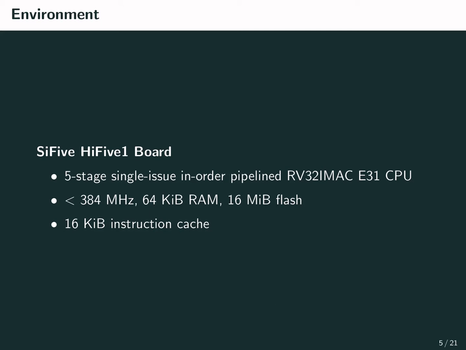The CPU implements the RV32 IMAC instruction set, which corresponds to the RV32I base instruction set with the extensions for multiplications, atomic and compressed instructions. The E31 runs at 320 MHz and uses a 5-stage single-issue in-order pipeline. Additionally, it uses a 16 kilobyte instruction cache.